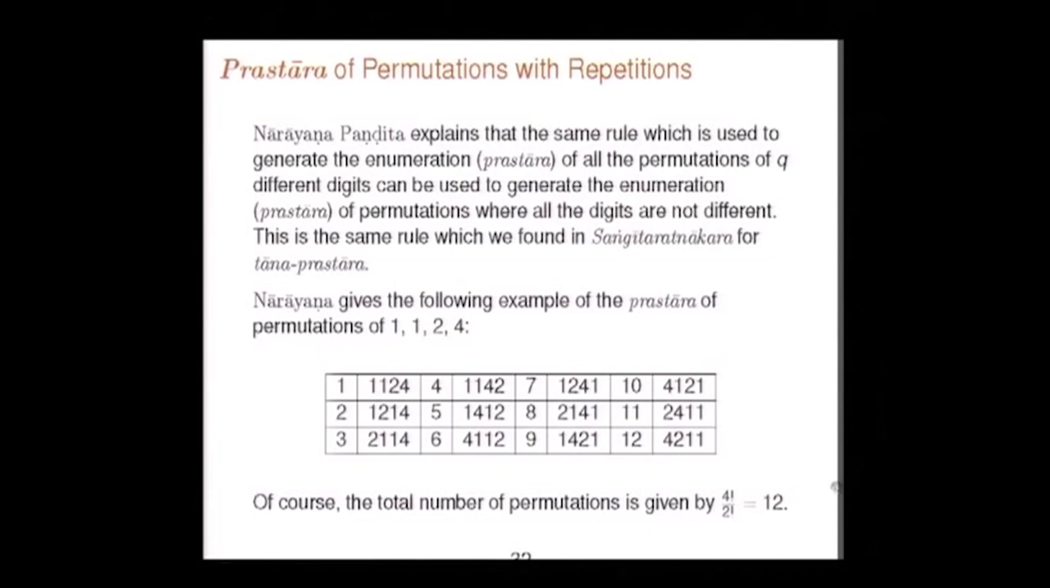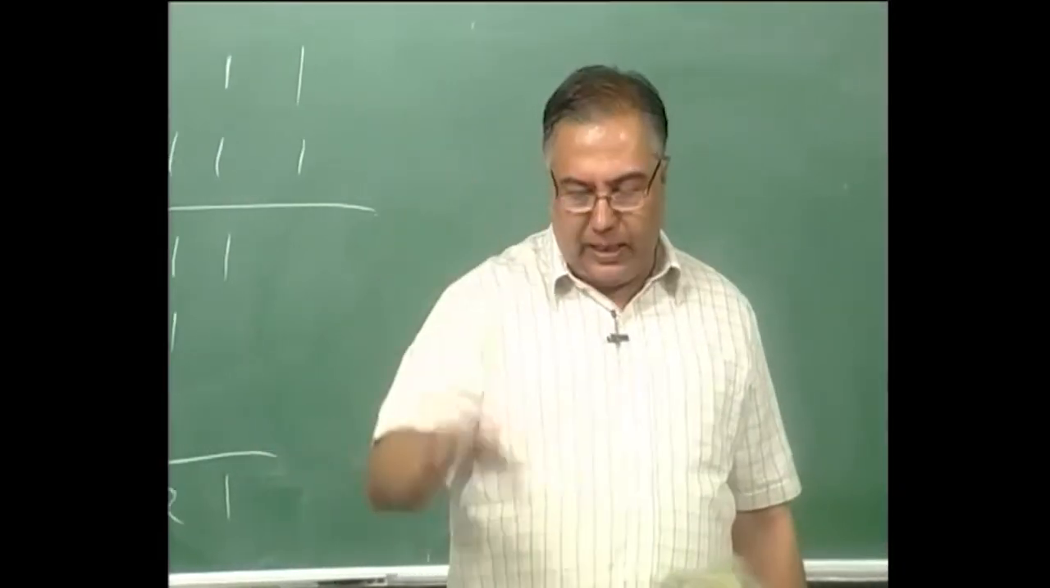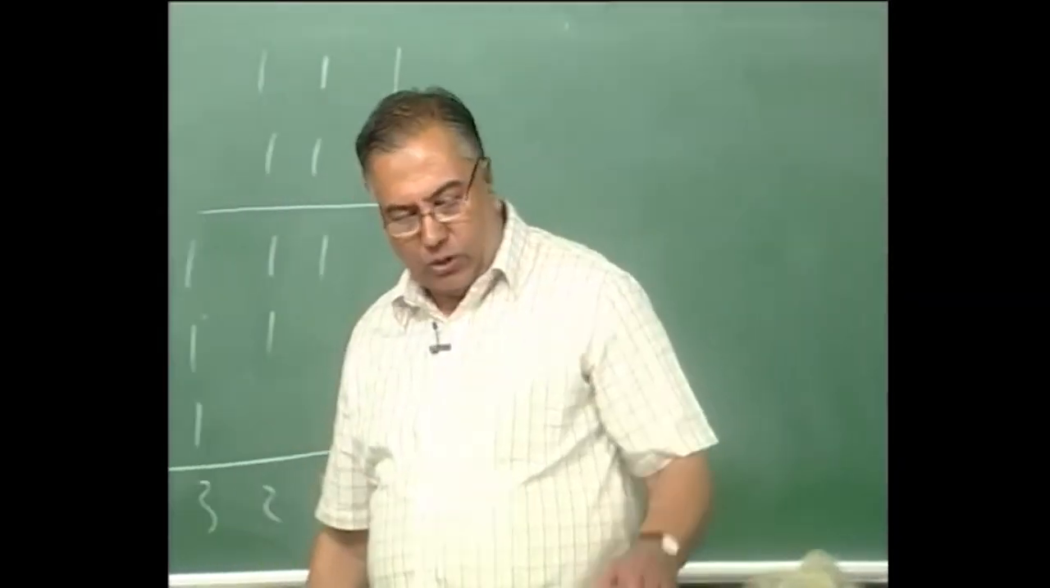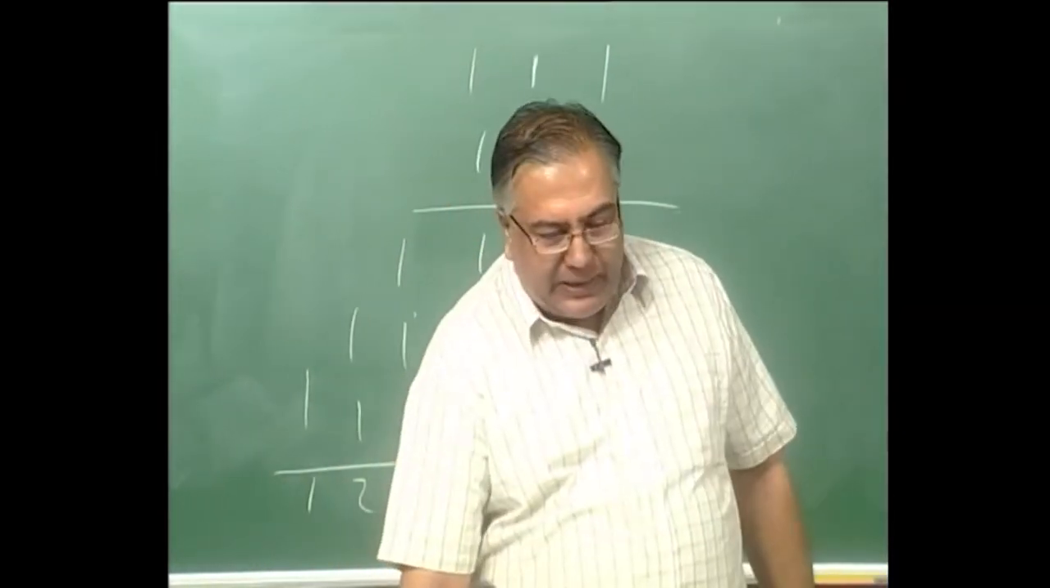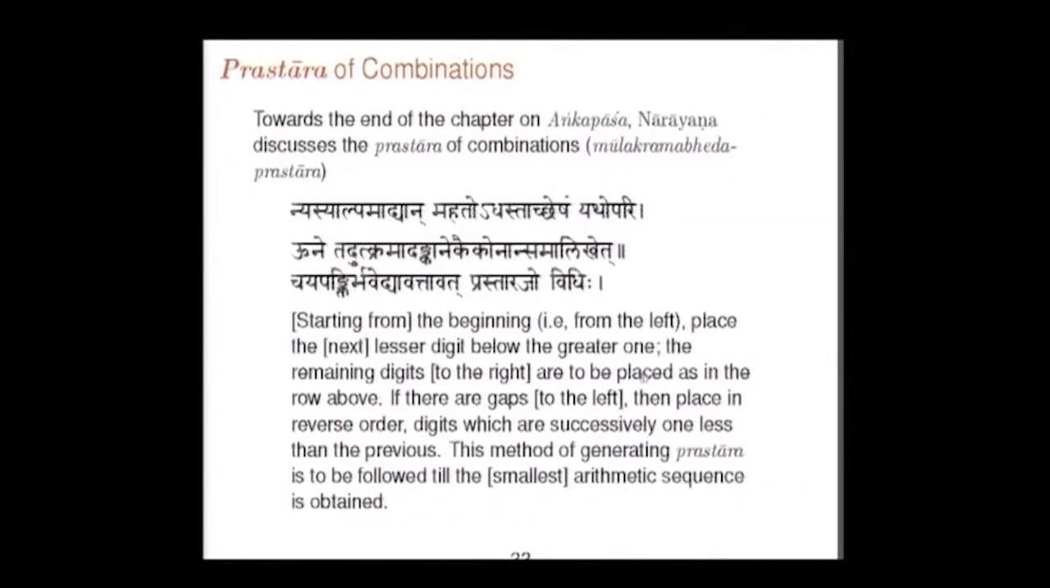Of course, the total number of permutations, or the total number of rows in this prastara, will be this multinomial, or 4 factorial by 2 factorial. And the method of Sharngadeva just goes through. Narayana Pandita is the first person to have listed the permutations with repetitions. They are called multisets. This theory is itself fairly interesting.